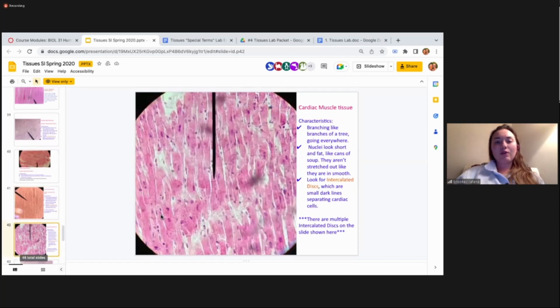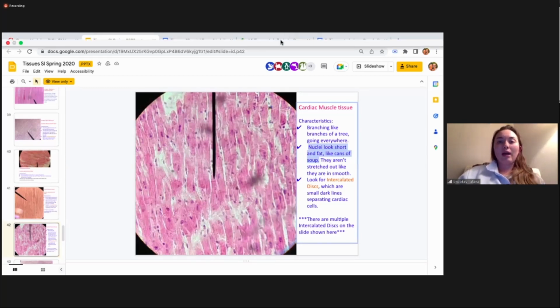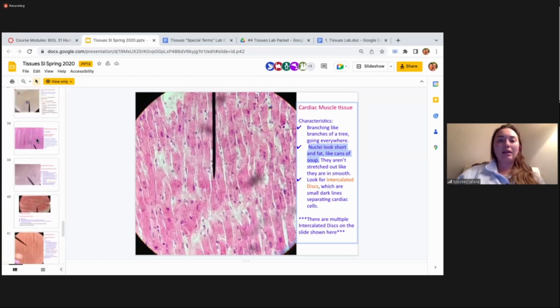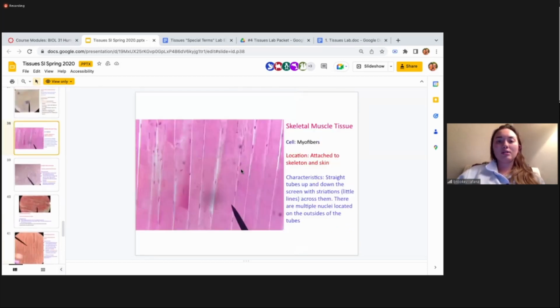The other thing that's very distinctive about it is two more things. It has nuclei, I have it here, that look to me like cans of soup. So they aren't stretched out. They're kind of short and fat. If I draw a circle, you see what I mean. Do you see how it's these short and fat nuclei all over, right? Versus skeletal muscle, where they were really tiny and almost really hard to see.